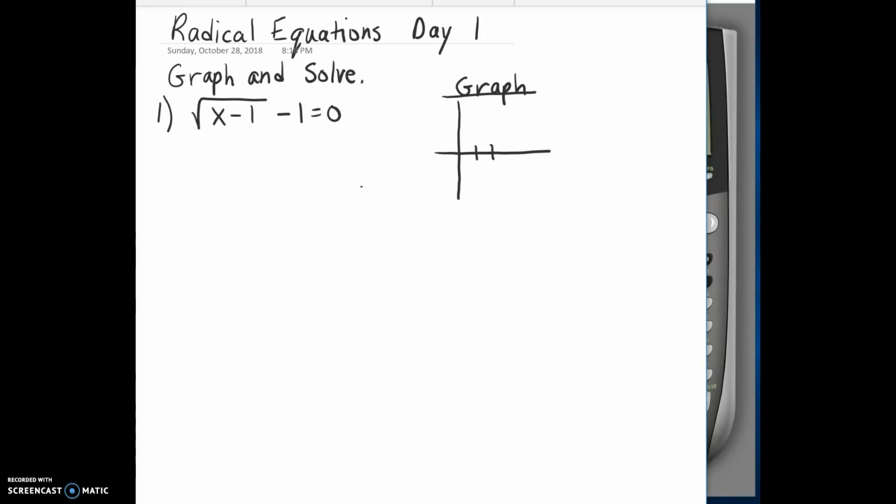In this first video segment, we are going to look at the connection between the graph of each radical equation and the solution. So what we're going to do in the calculator is take this equation and put it in for our y1. And then we're going to look at where it crosses the x-axis because that's where it would be equal to 0.